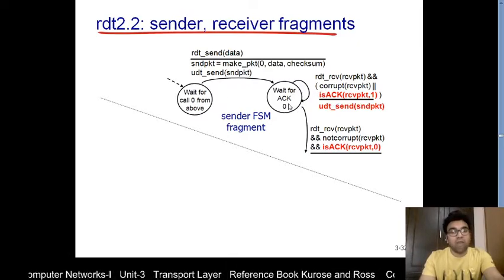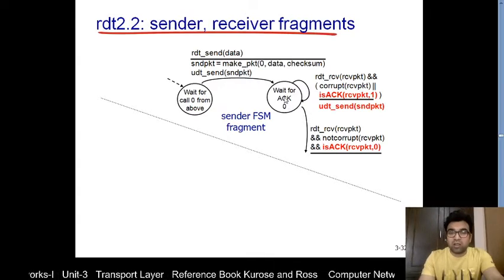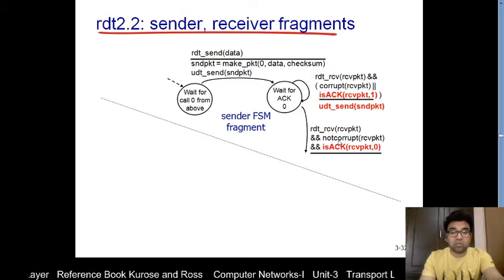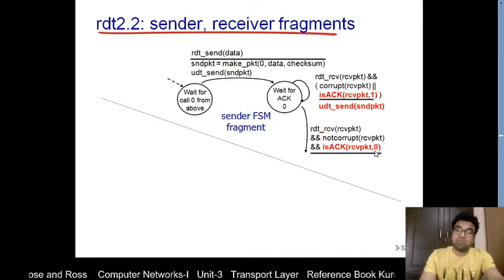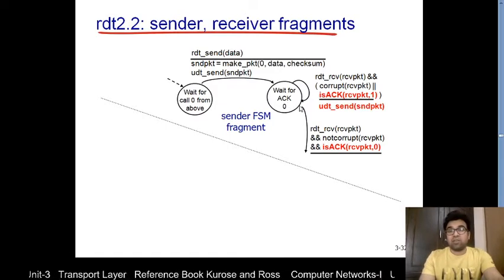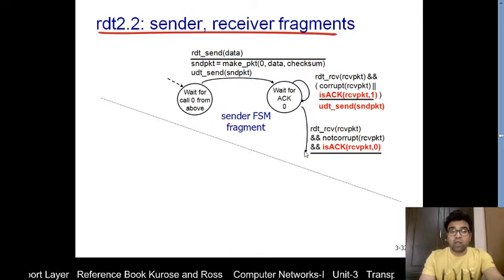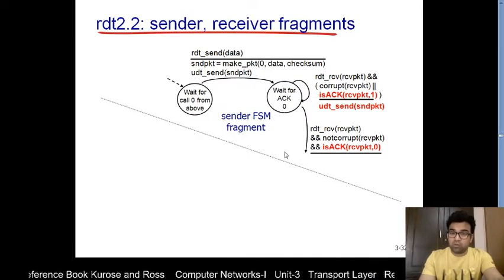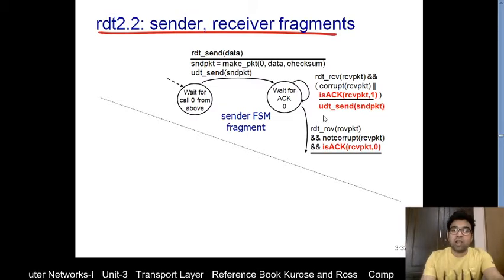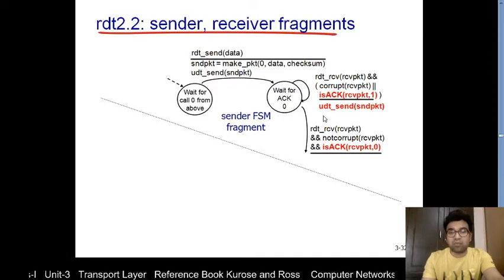The other possibility is, in this particular state, if the sender receives a packet which is not corrupted, and it is an acknowledgement of segment number 0, which is expected at this state, then it will switch its state to wait for call 1 from above. So here that state will be here. It is just to make you understand that without using negative acknowledgement, we can use the protocol, and this protocol would be a NAK-free protocol.